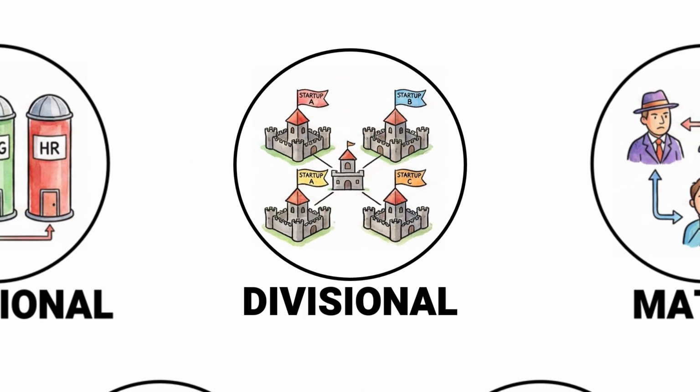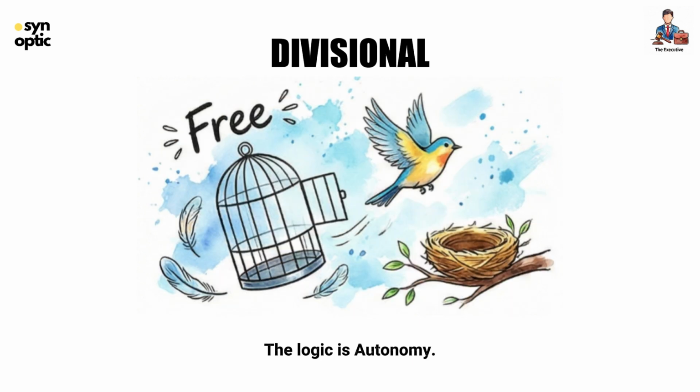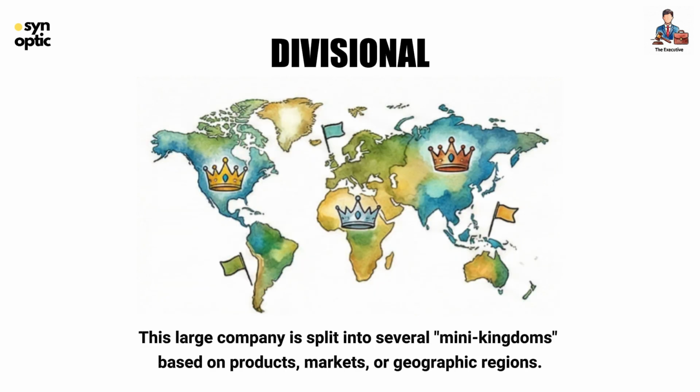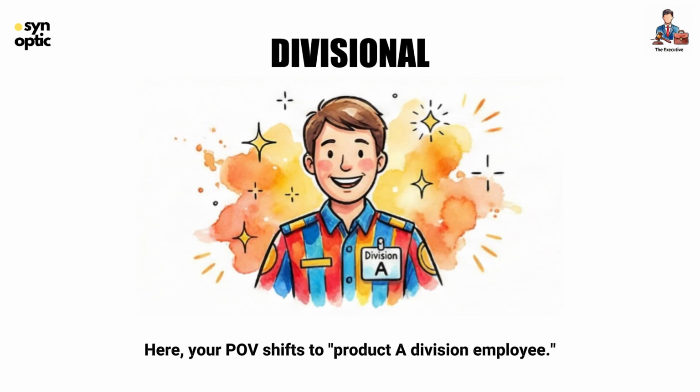Divisional structure, the mini-kingdom protocol. If your company has grown too large and its products are varied, they usually move to a divisional structure. The logic is autonomy. This large company is split into several mini-kingdoms based on products, markets, or geographic regions. For example, the laundry soap division has different management than the ice cream division, even though the parent company is the same. Here, your POV shifts to Product A division employee.